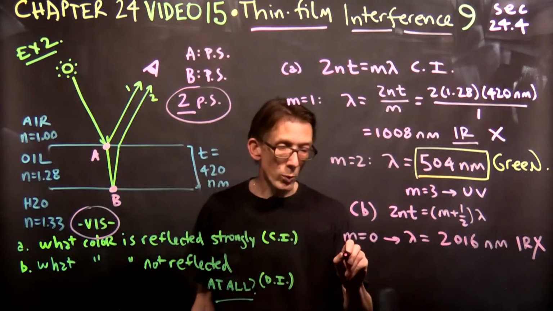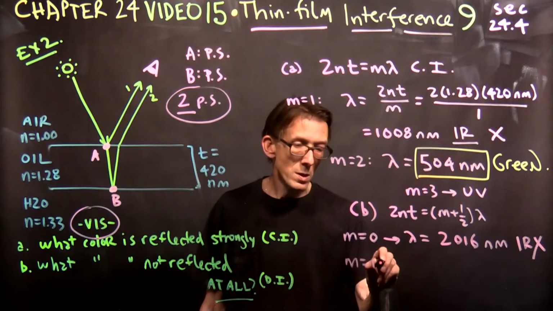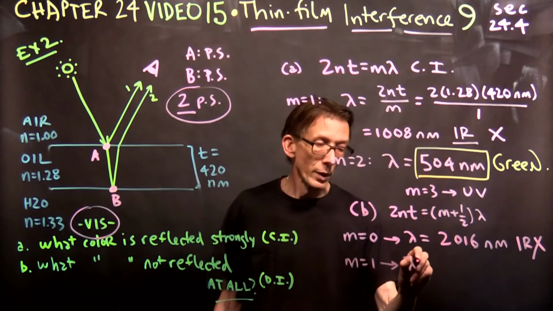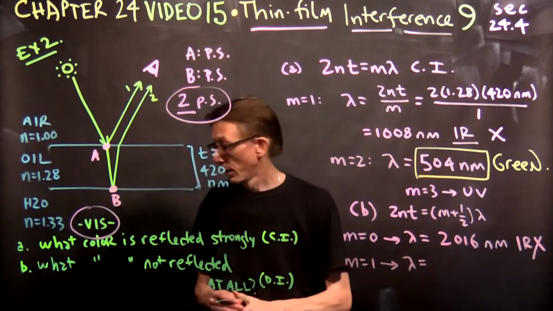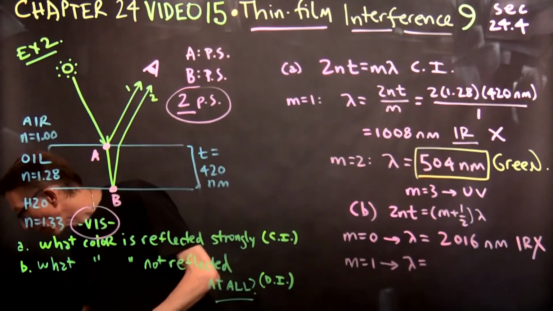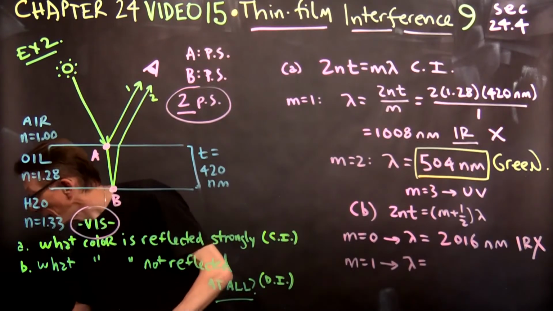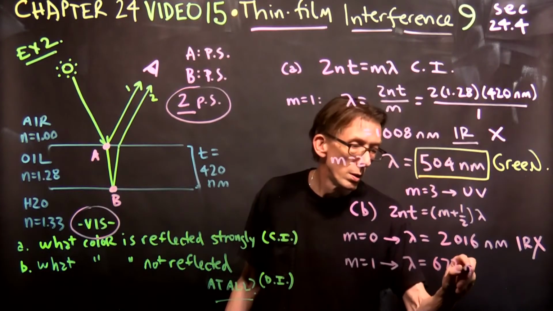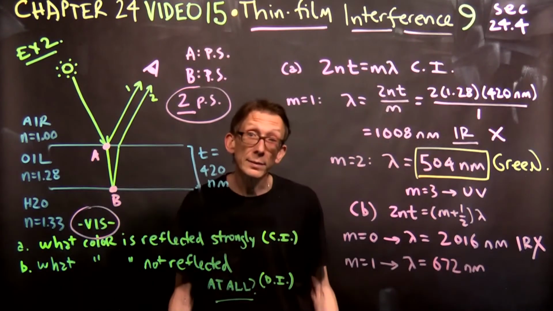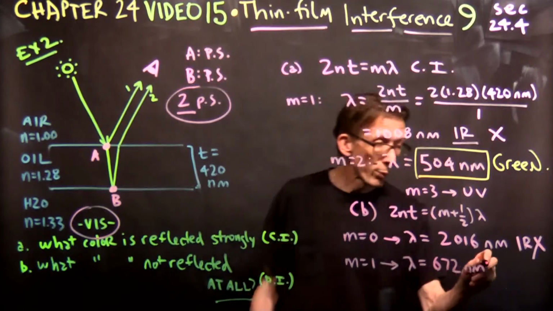If you put in m equals 1, then you're going to get lambda. And you can do this yourself. Plug these in. I just don't have room on the board. If you put in that, you get 672 nanometers. And that is deep red.